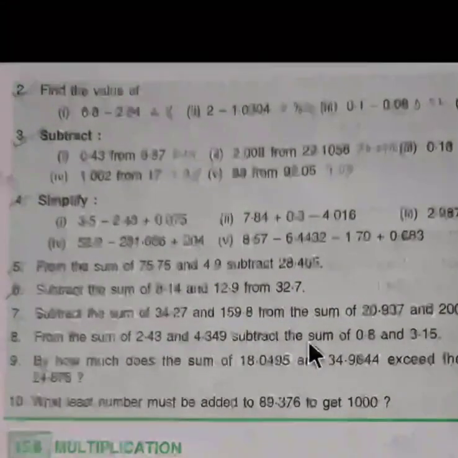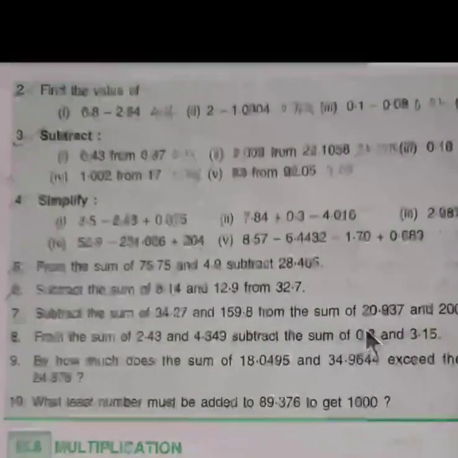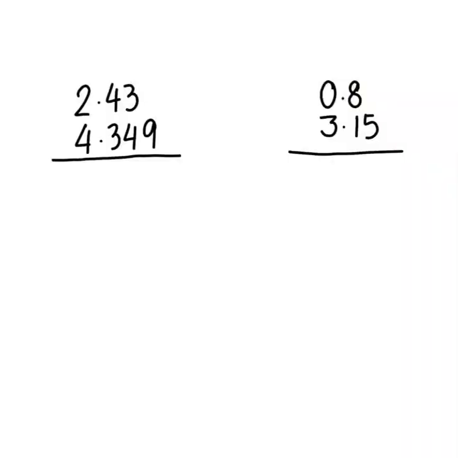Then whatever the results will be obtained, the result obtained over here and the result obtained over here. So from this answer, whatever the result will be obtained, we have to subtract the result obtained by adding these two. So let's find out. Alright, so here I have written the numbers. 2.43 is to be added with 4.349, and we have to find the sum of these two, and also we have to find the sum of 0.8 and 3.15.